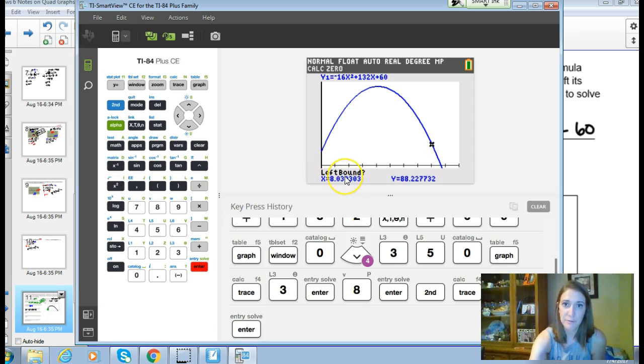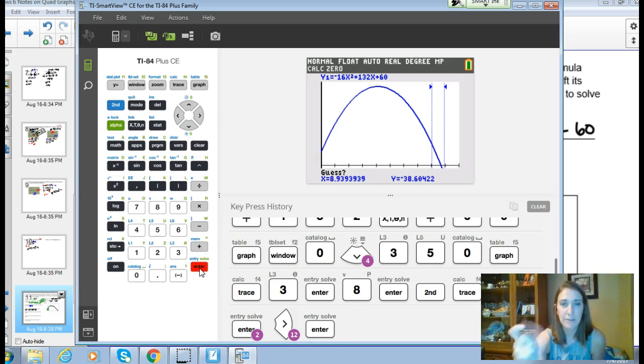So first it says left bound. It wants to make sure that your cursor is to the left of the x-intercept. So in this parabola's case, that would be above the x-axis. So we're already there. Hit enter. And then it's going to scroll to the right for a little bit. Make sure you get underneath the x-axis this time.